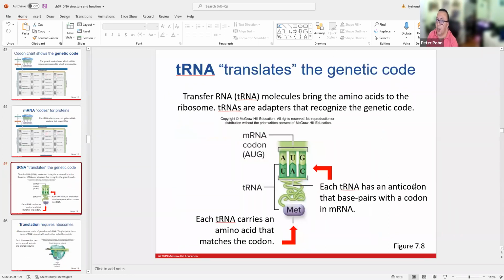The tRNA translates. This is what tRNA looks like. It translates the mRNA into amino acids. Each tRNA carries an amino acid that matches the codon.